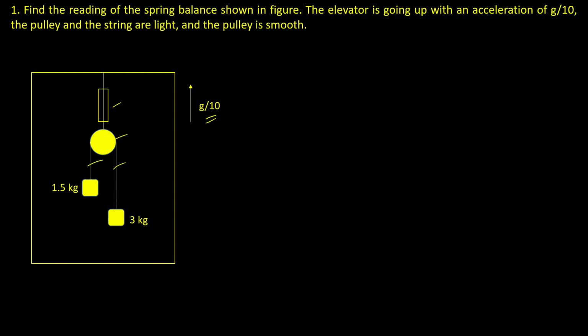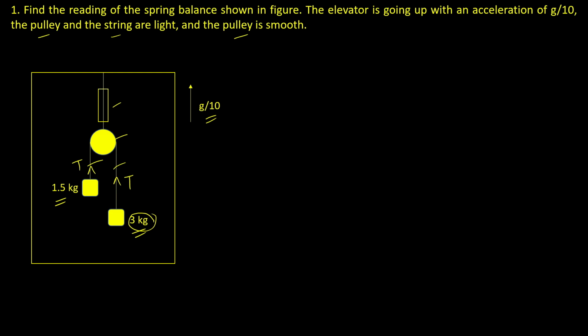So we have already discussed what these things given basically depict. Whatever the tension will be in this string is going to be the same throughout the string, because the pulley is light and these strings are also light and the pulley is smooth too, no friction. So the tension here is T and this will also be T. The tensions will be the same here, and the masses are already given, that is this is 3 kg and this is 1.5 kg. 3 kg is heavier than 1.5 kg.